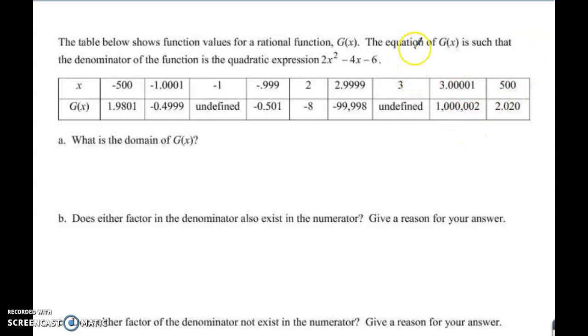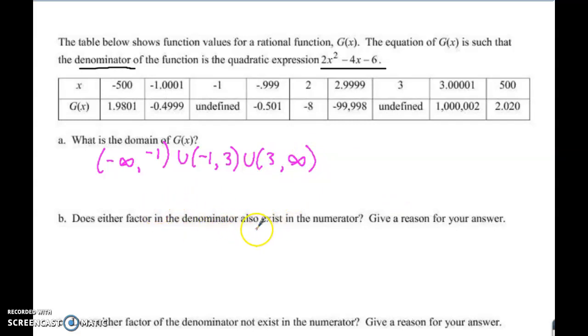Notice that they also give you the denominator in the directions as this quadratic expression. So we can piece some more things together and answer a few more questions. For whatever reason, now they start with the domain. So infinitely to the left, the first time that x is undefined is -1, and then from -1 to 3, and then from 3 to infinity.